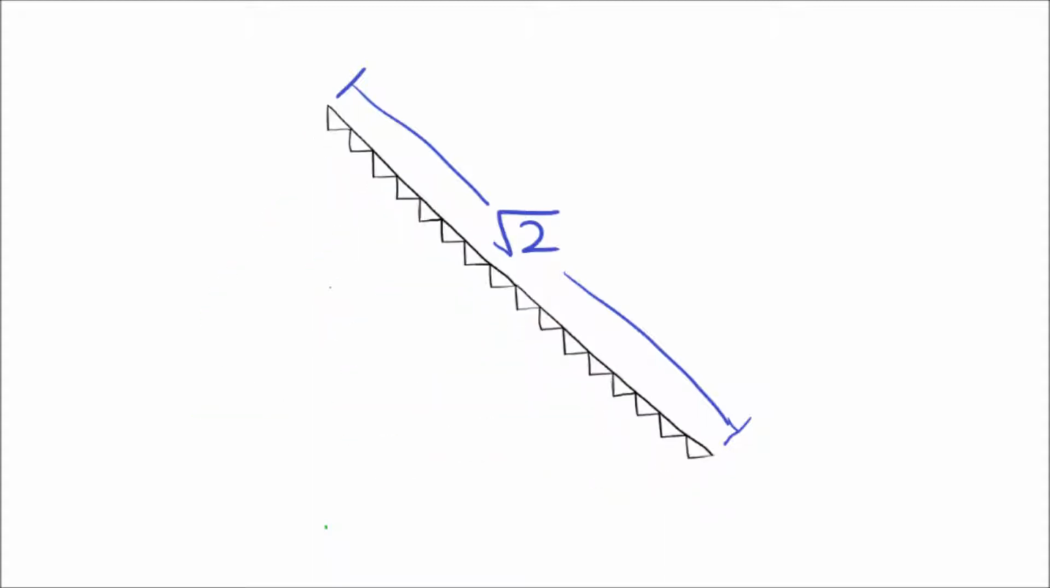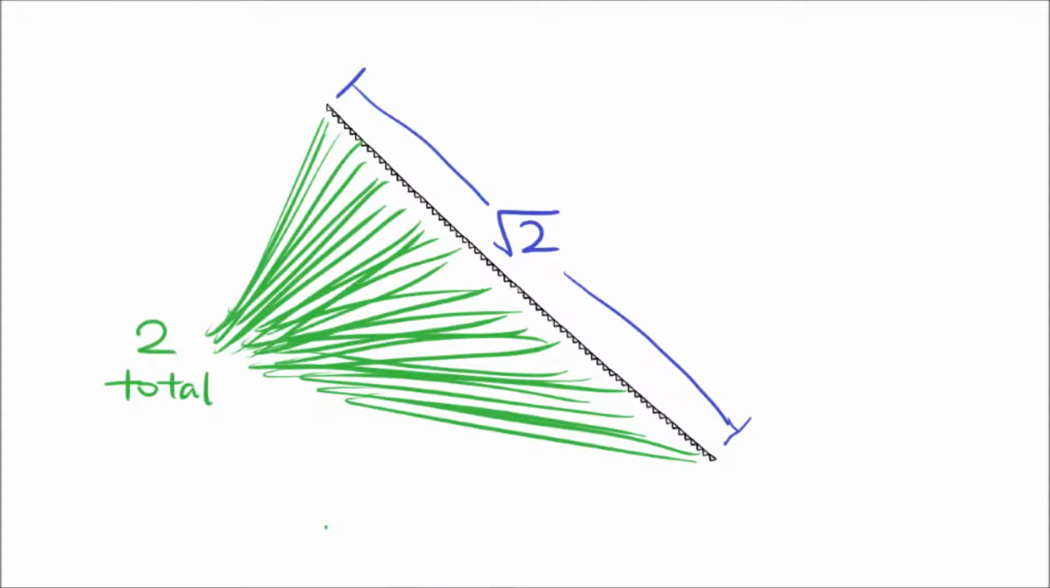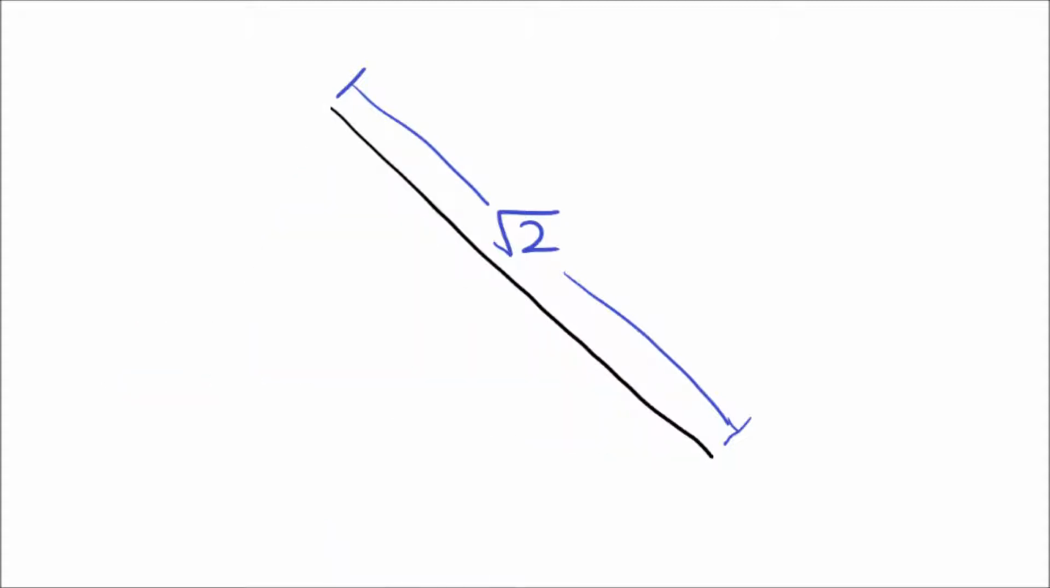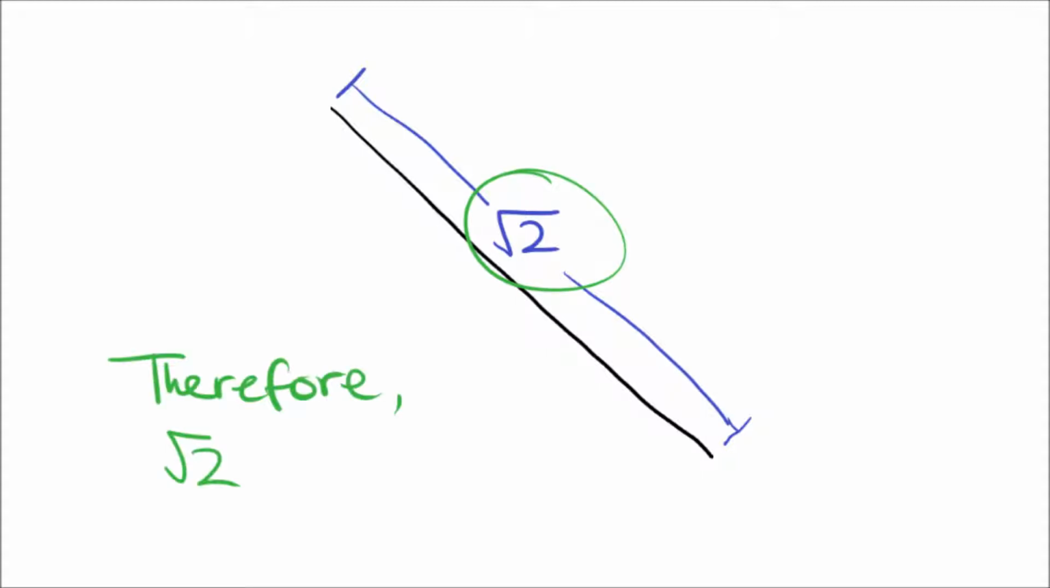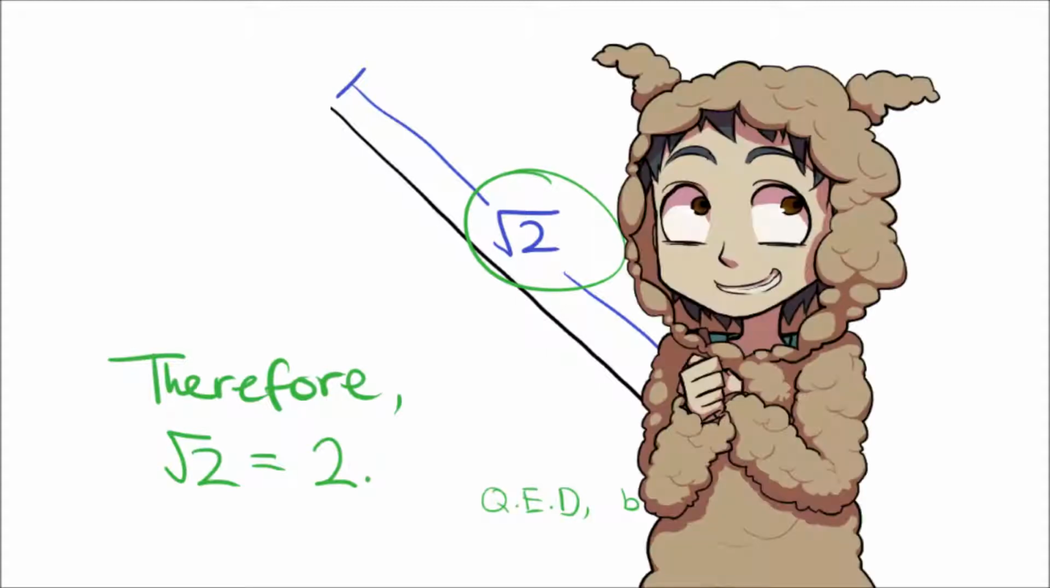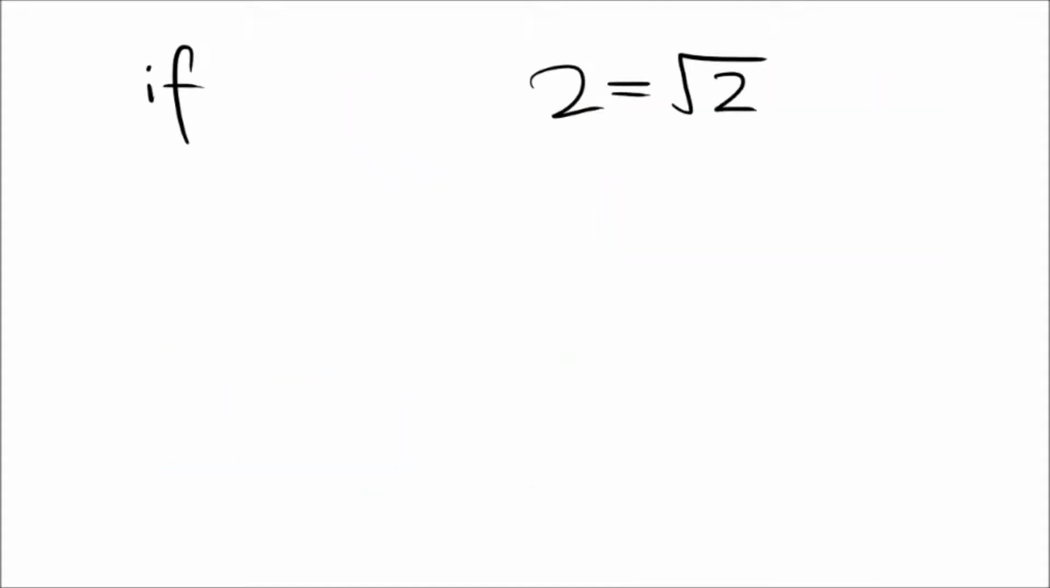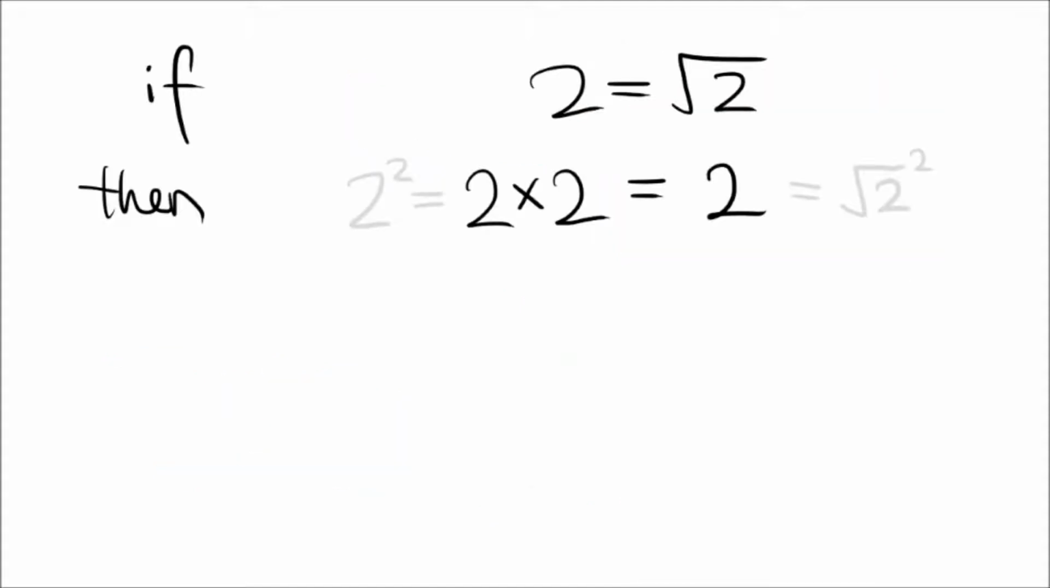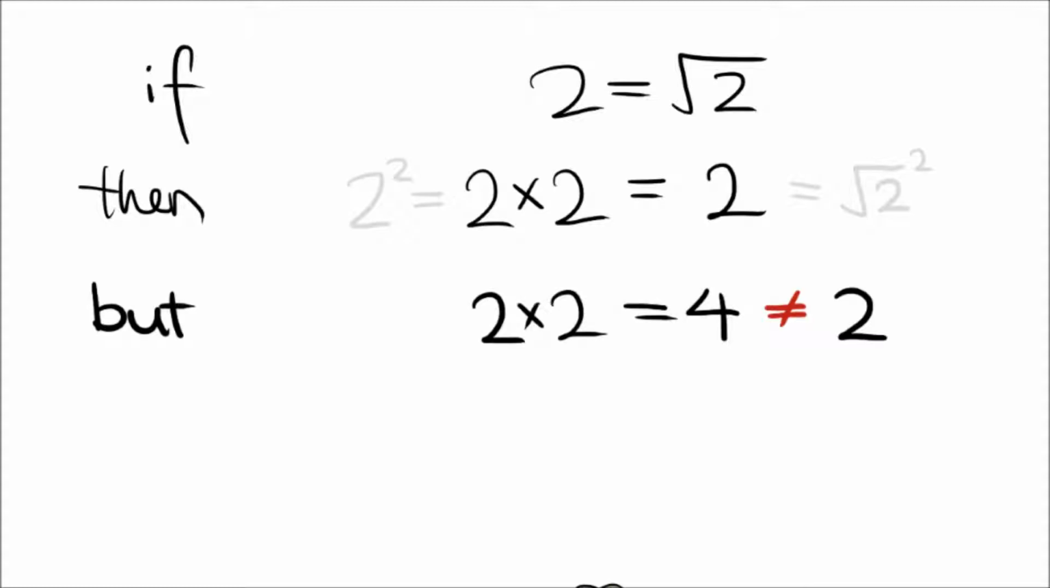No matter how many times you do this, the whole thing's still of length 2. But eventually you get this line, which is of length the square root of 2. Therefore, the square root of 2 equals 2. Just kidding, of course. If 2 is the square root of 2, then 2 times 2 must equal 2. But 2 times 2 is 4, and 4 is not 2.